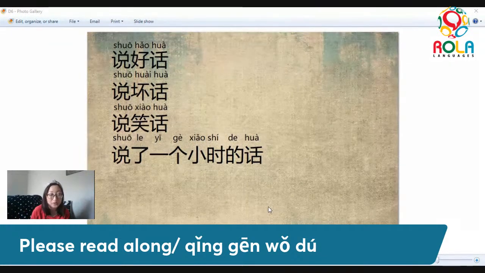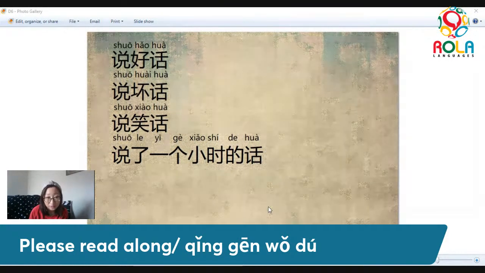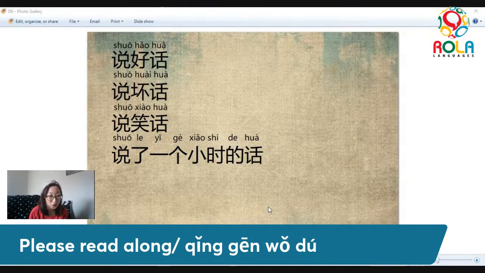请跟我读 the first phrase. 第一个，说好话。第二个, the second one. 说坏话。The third one, 第三个，说笑话。Last but not least, the fourth one, 第四个，说了1个小时的话。So as you can see, they are all a little bit like variations of the phrase we just learned, 说话.